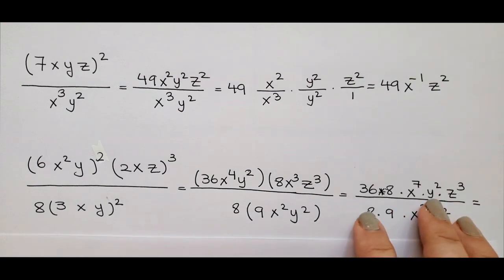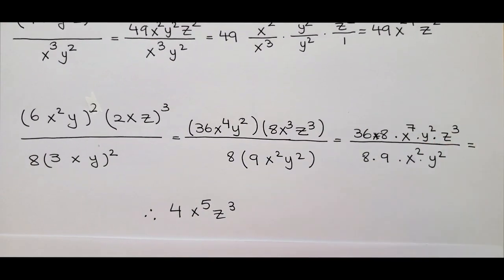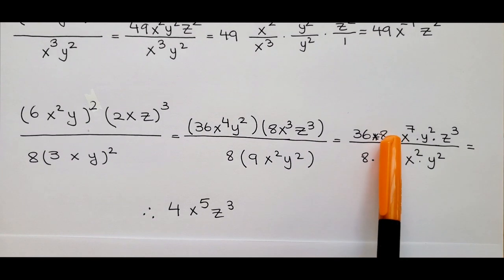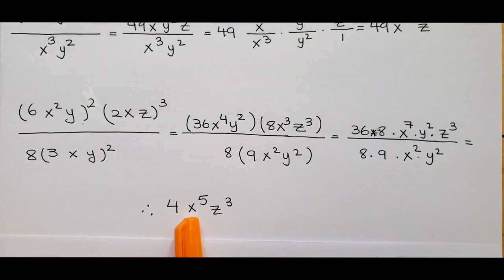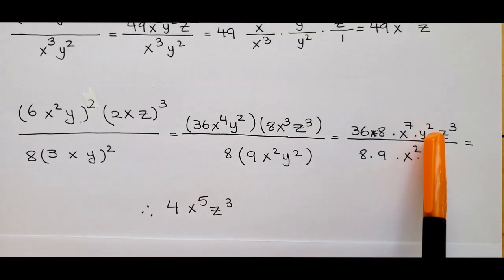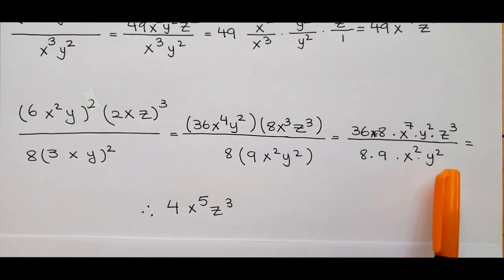Next step would be simplifying, and then I consider the constants together. So 36 multiplied by 8 divided by 72, which is 8 times 9, turns out to be 4. Then x to the power 7 divided by x to the power 2 would be x to the power 5. Y squared will be simplified with y squared, so I don't write it. Z to the power 3 would be simplified with nothing, because here the denominator would be 1, and it turns out to be z cubed.